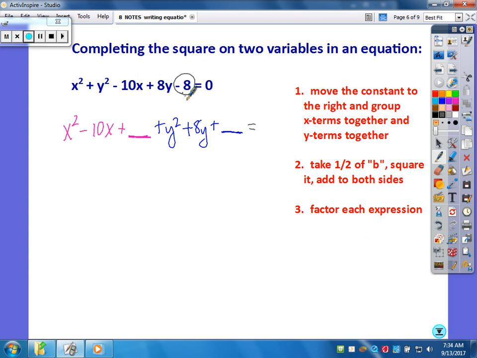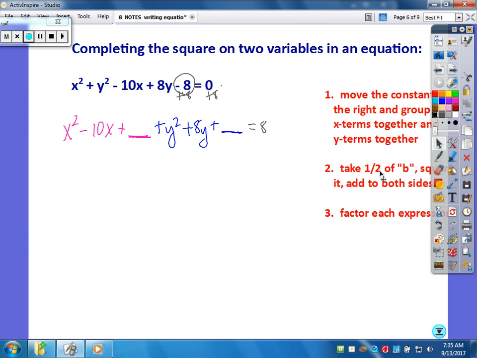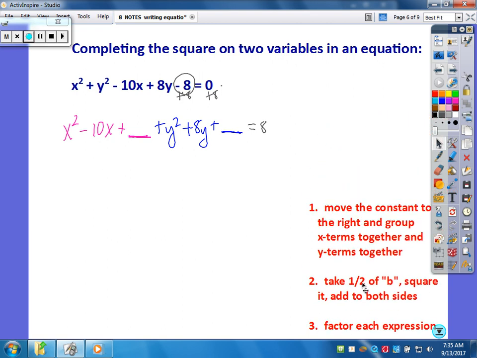Now this number I want to move to the other side, so I have to do the opposite. It's negative 8, so to move it over, I'm going to add 8 to both sides. Now remember, when you have an equation, whatever you do to one side, you have to do to the other. So I added a space here for the x's, so I'm going to add a space on this side for the x's. I added a space here for the y, so I'm going to add a space for the y.